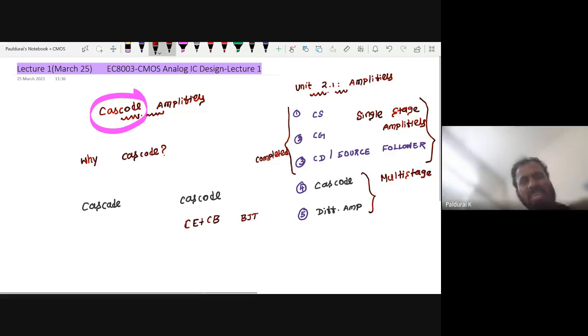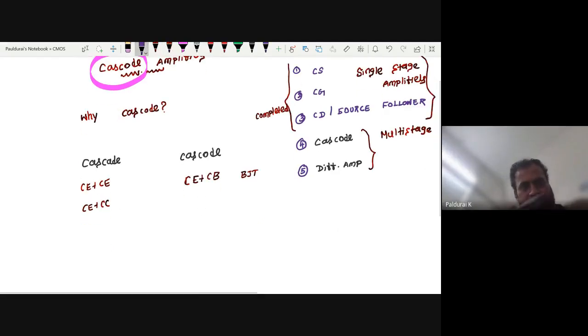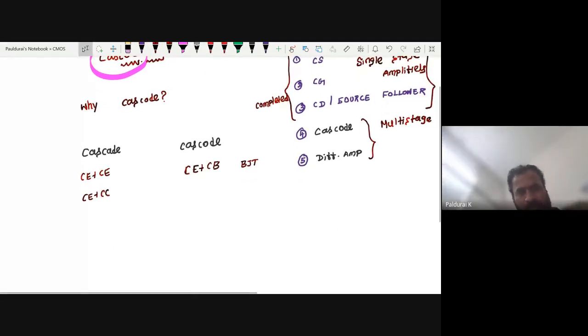What about cascade? You can play with your own logic. You can go with CE plus CE, or CE plus CC, or anything. Cascade and cascode, what's the difference? Anyone?